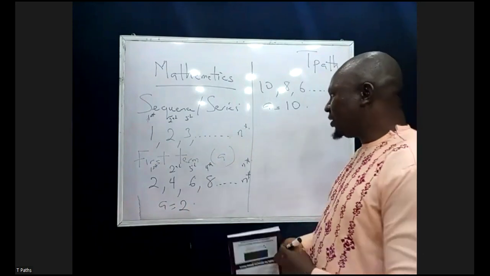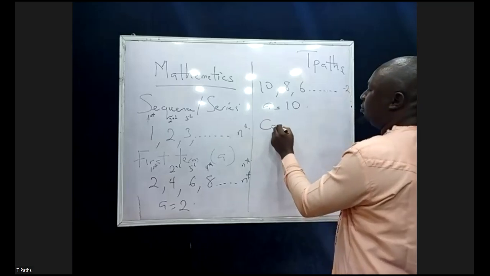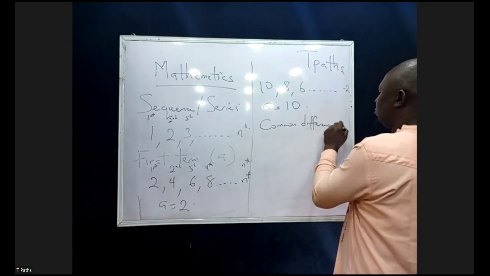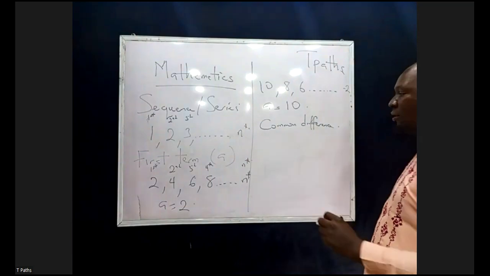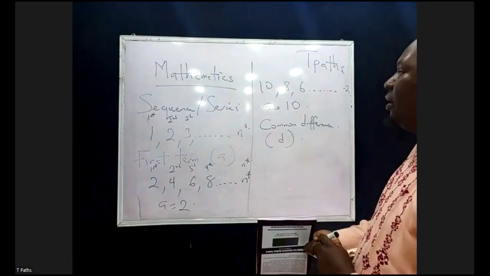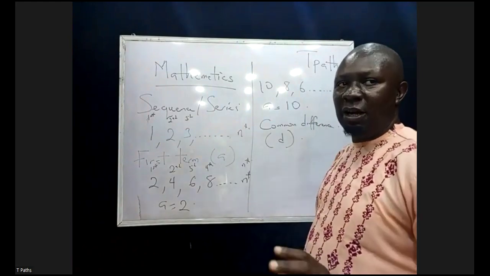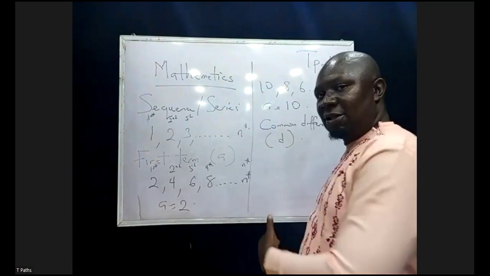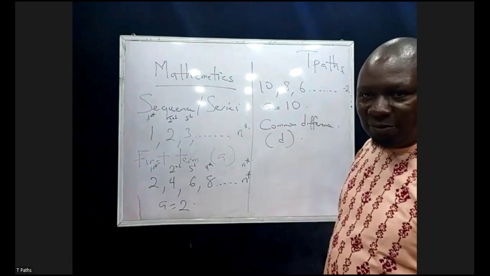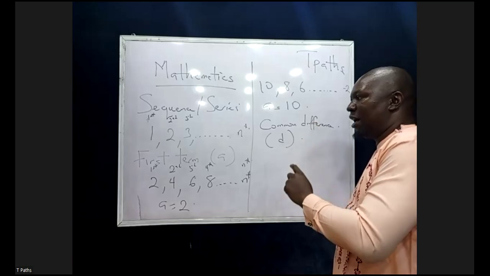Now, the other thing about sequence is the common difference, denoted by d. Common difference is defined as the difference between the first and the second term, or the interval between the third and the second term, or the interval between the fourth and the third term.